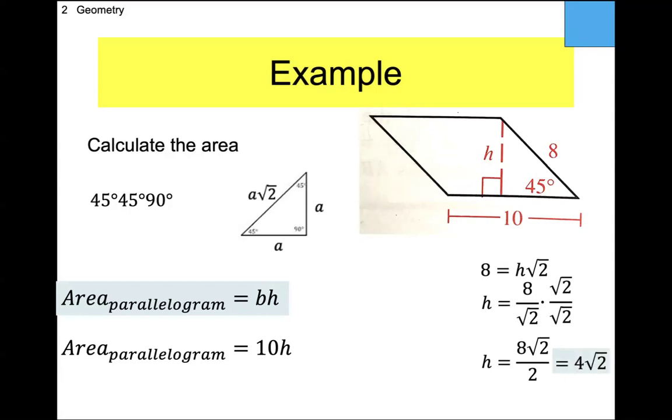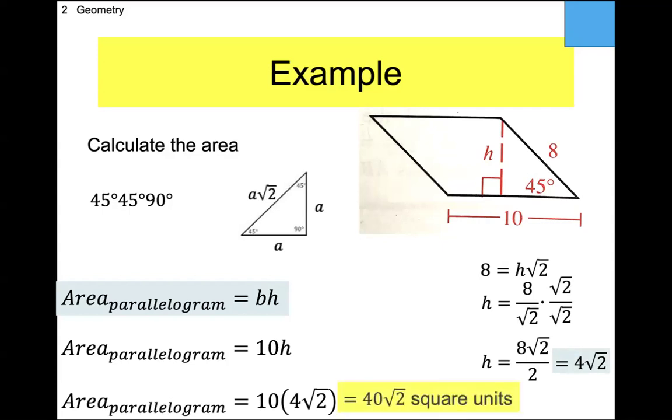So that's my height. It's not pretty, but I throw that into the h value there, multiply by 10. So I get 40 root 2. There's no units listed right there, so we simply put the words square units. So there's a geometry problem involving parallelograms.